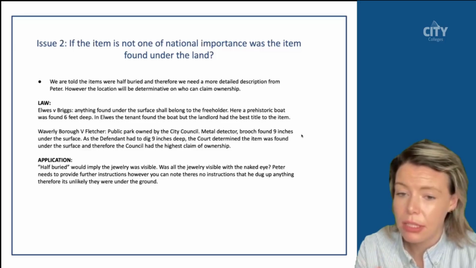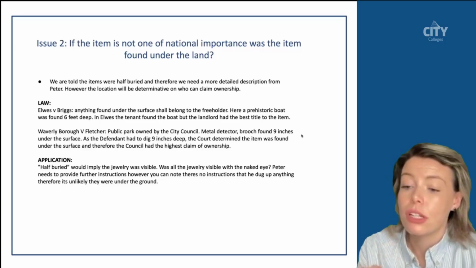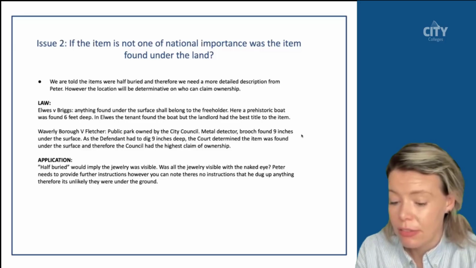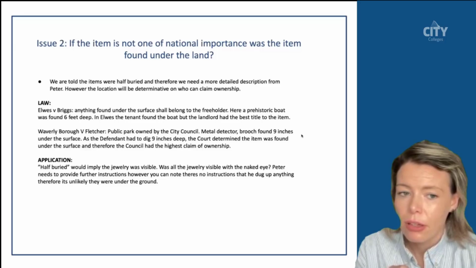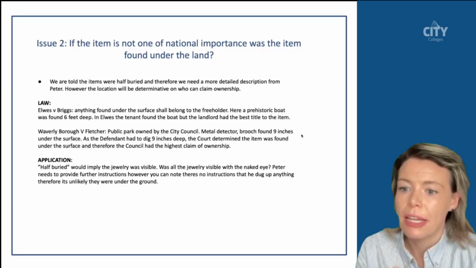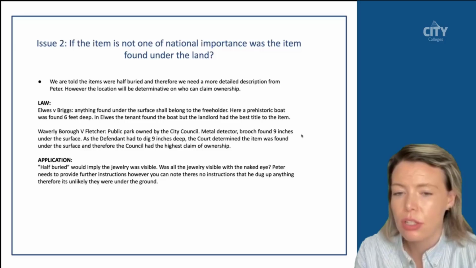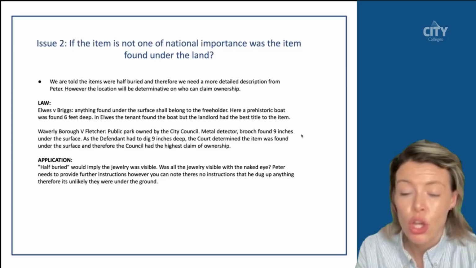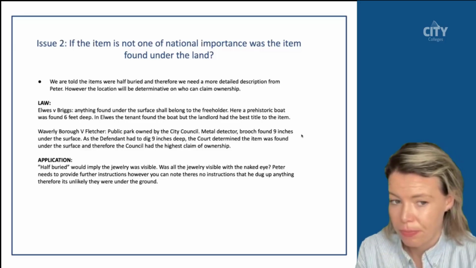In Yules v Briggs, a prehistoric boat is found 6 feet deep. I want you to remember that statistic. You need to put that into your answer. That was determined to be found under the land. It wasn't an item of national importance, and that decision is exceptionally clear. If an item is found under the land, it is assumed to be attached to the ownership of the land. So the freehold owner is the person best entitled to an item that is not one of national importance and to which the true owner is not forthcoming.